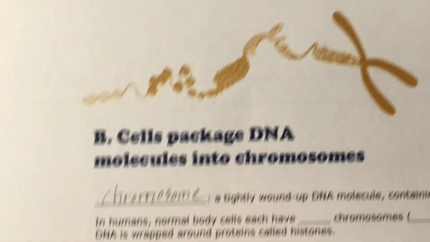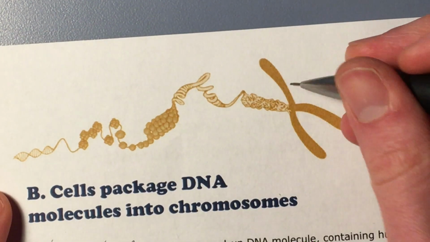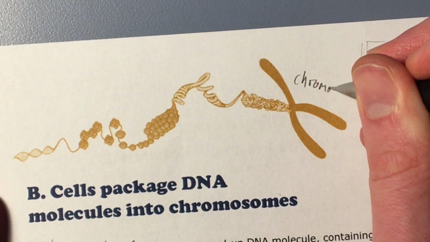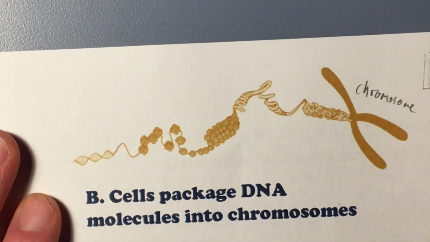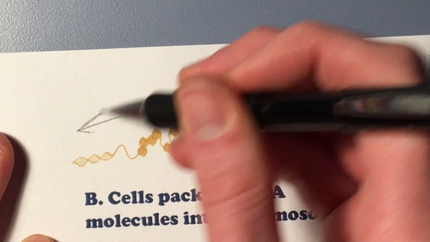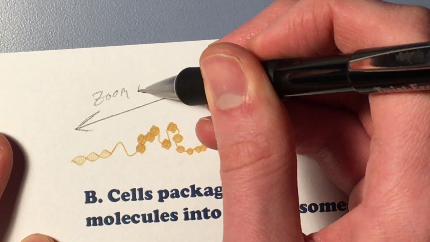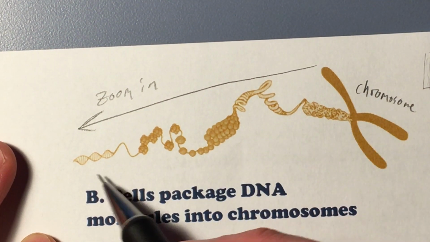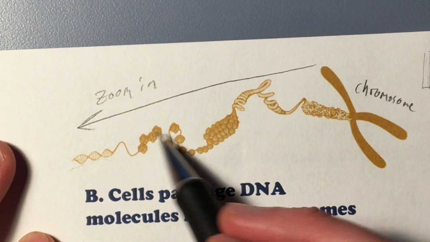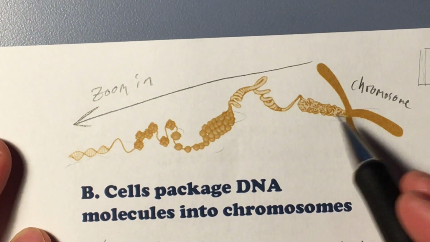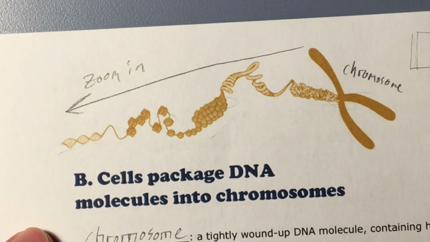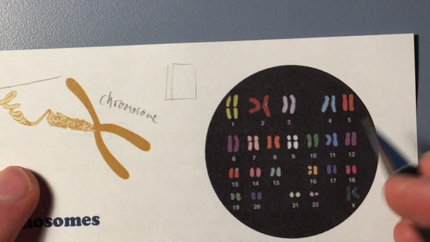All right. Same goes for chromosomes. This right here is a chromosome. And if I zoom in into the chromosome, I see my double helix, and that's kind of wrapped up around all these little proteins inside of this chromosome, okay? So this right here is a human chromosome.